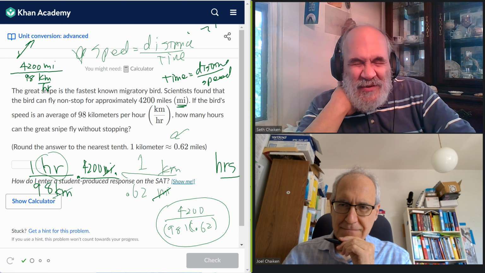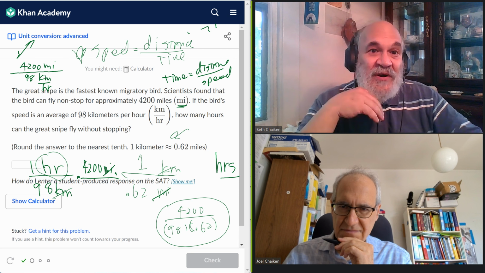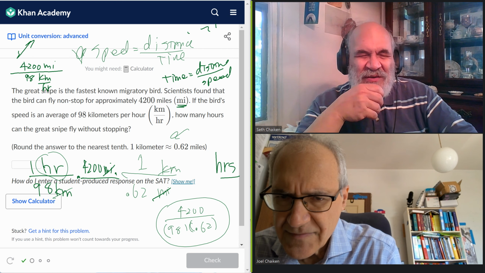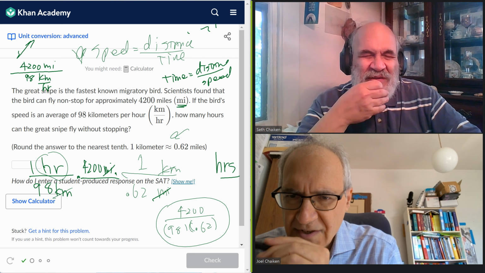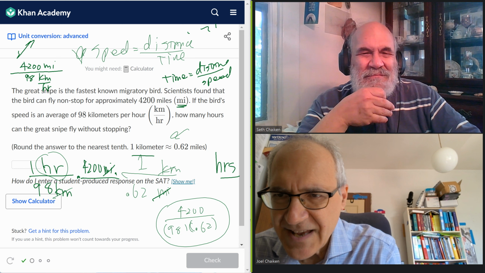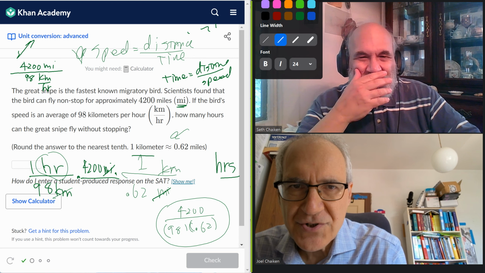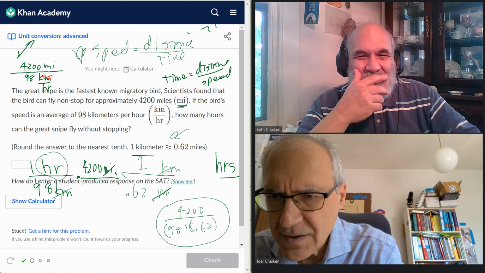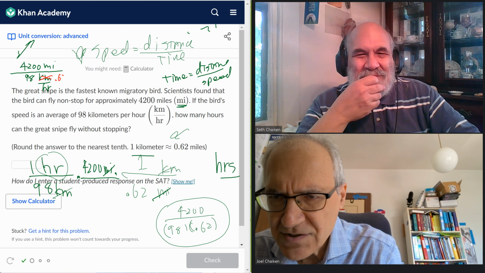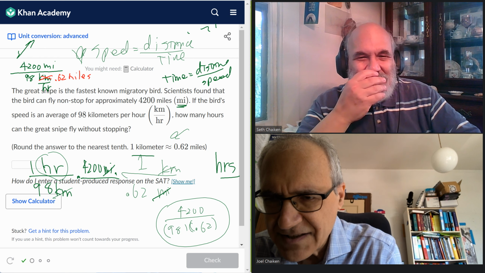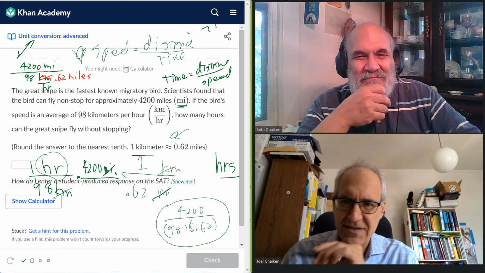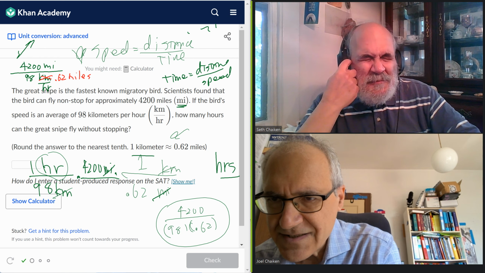But the numerator is in miles, denominator is in kilometers. So I have to convert either kilometers to miles in the denominator, or the miles to kilometers in the numerator. But they say 1 kilometer is 0.62 miles, so you could do this little trick. That means 98 kilometers is 98 times 0.62 miles. So this is the answer.